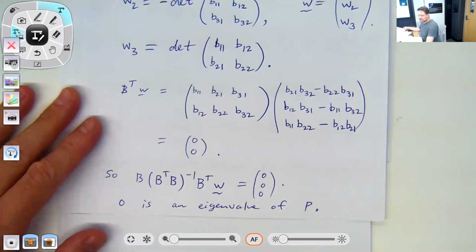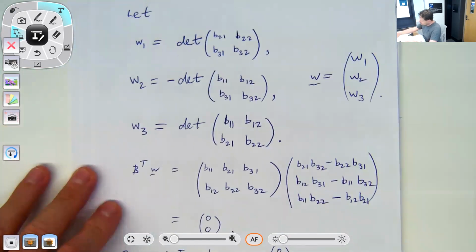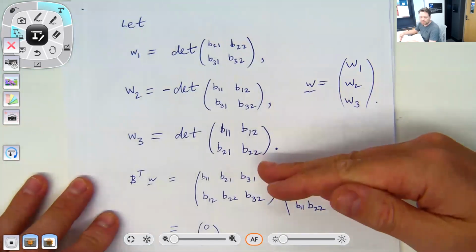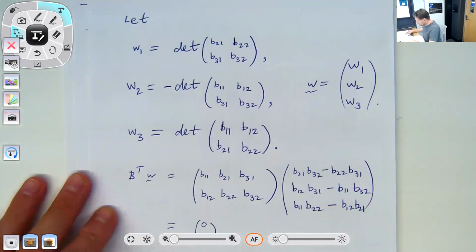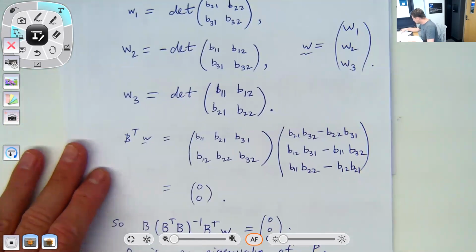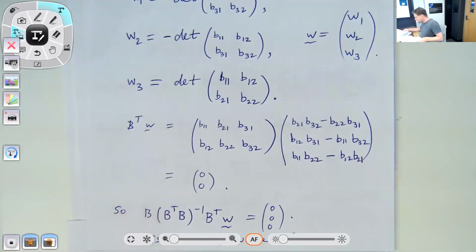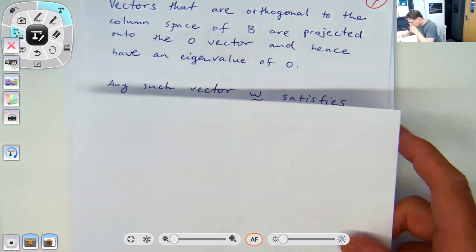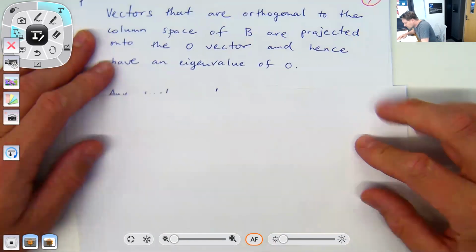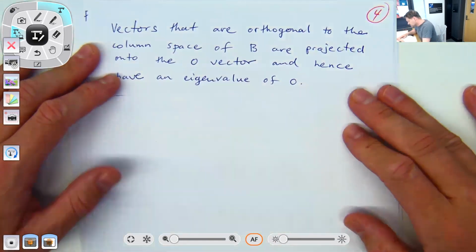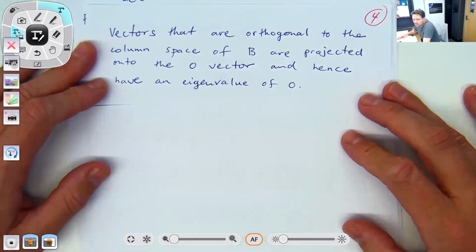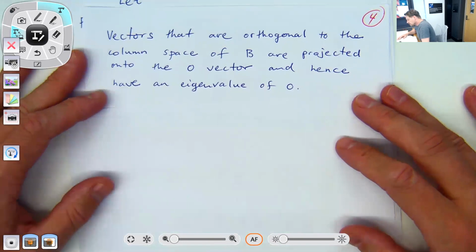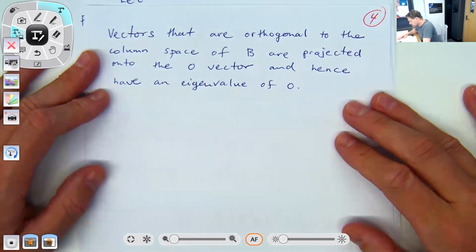But what you're actually meant to note, because you probably wouldn't have been able to think of this in your quiz, even though it's relatively simple, is the following: vectors that are orthogonal to the column space of B are projected onto the 0 vector and hence have an eigenvalue of 0.